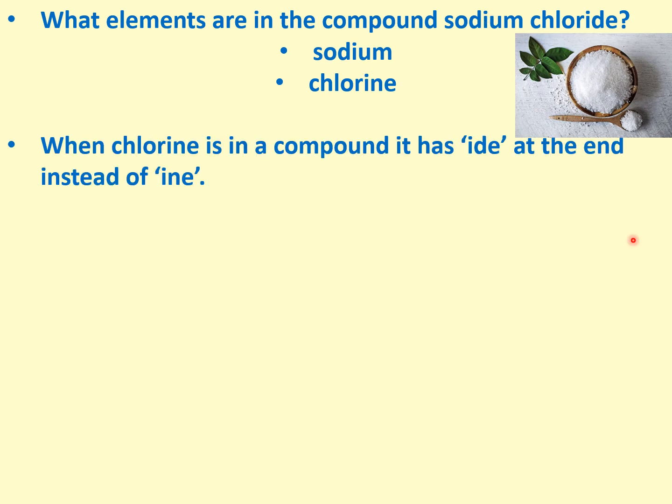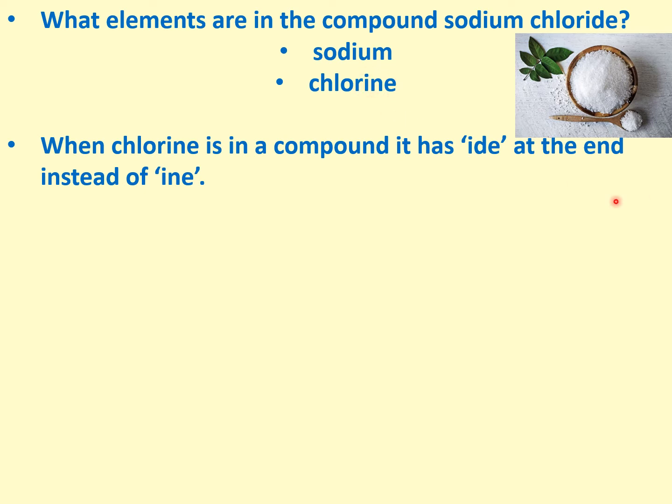When chlorine is in a compound, it has "ide" at the end instead of "ine", as we would pronounce it in English. So it's sodium chloride when it's in the compound, and chlorine with "ine" at the end when it's on its own as an element.